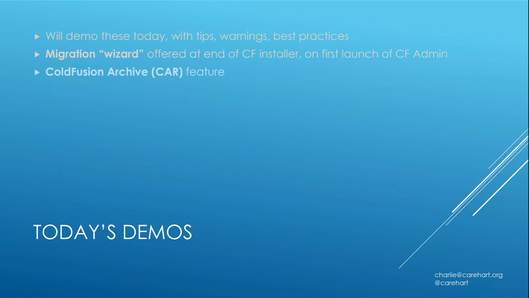And then we're going to talk about the ColdFusion archive feature, the CAR mechanism. And that's been in CF for a very long time, and the interface shows that it hasn't really changed a whole lot in years. But that's for moving, exporting settings out of the admin, and we'll talk about its benefits and challenges when we get to that.